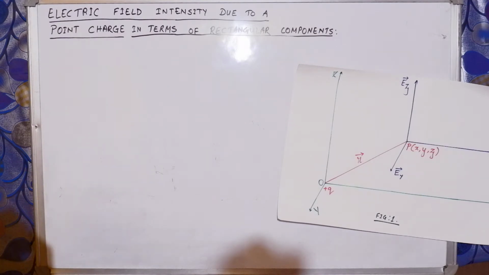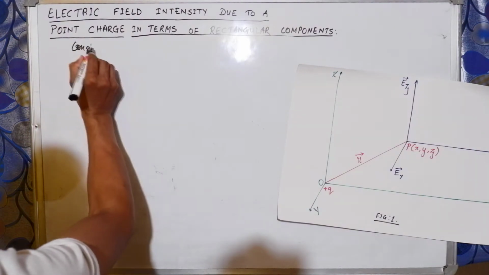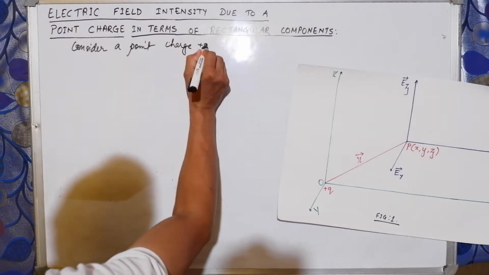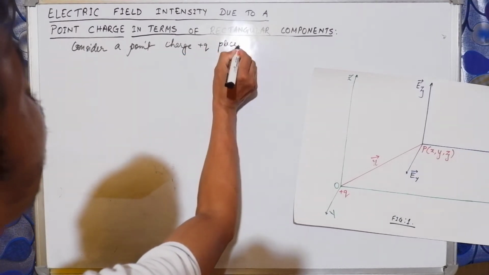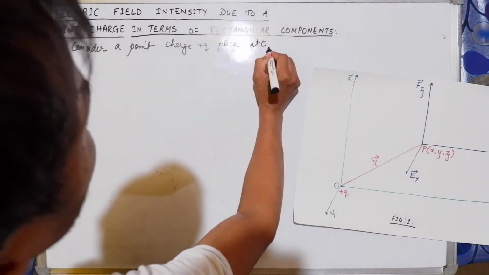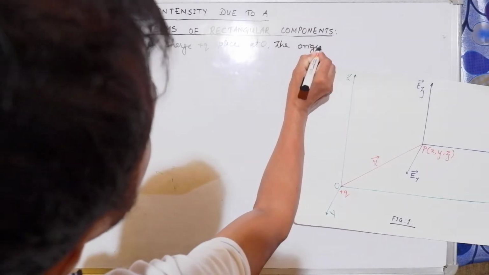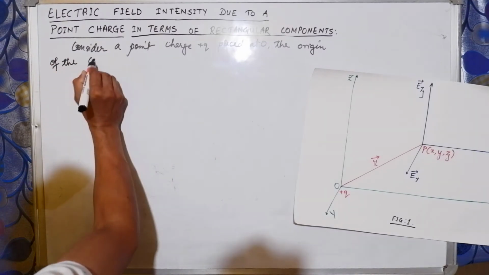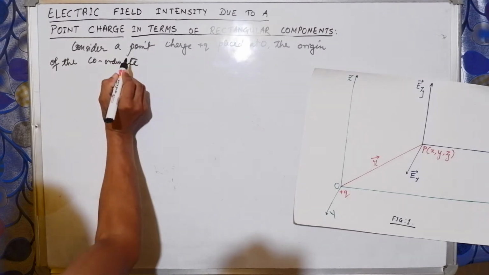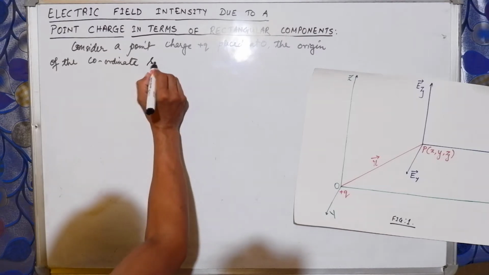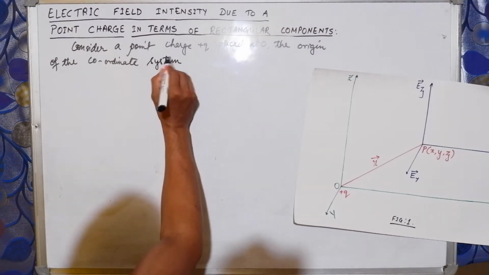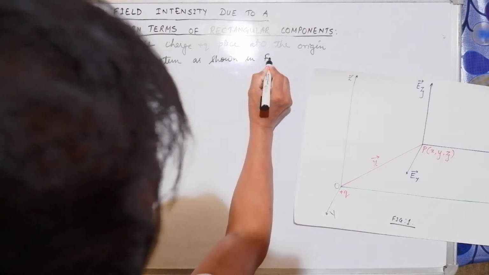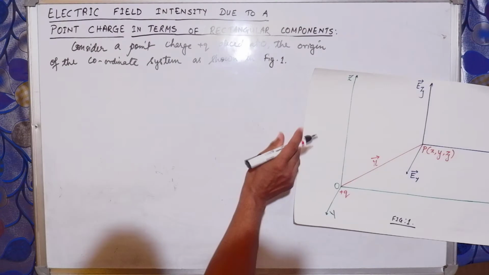Consider a point charge plus Q placed at O, the origin, of the coordinate system as shown in figure 1. Figure 1 here, shown in this figure.